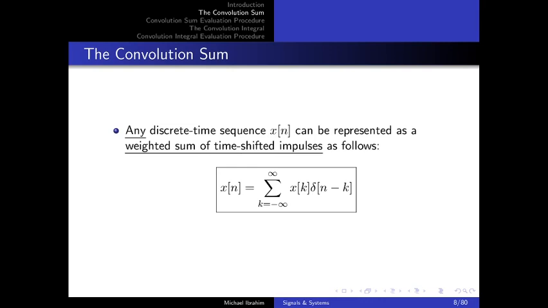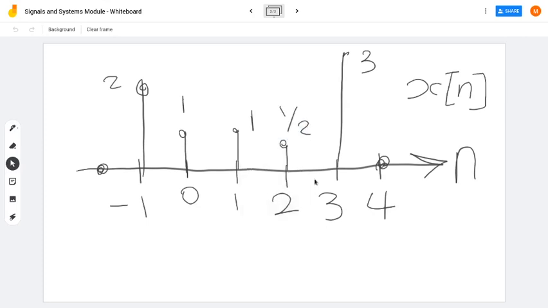So the equation here is saying that x of n, a discrete time signal, can be represented as a summation of delta of n minus k, which are shifted impulses in the time domain, weighted with a constant x of k. We have seen this in previous lectures, but in order to repeat it, let's go back to our whiteboard over here. So imagine we have this function x of n, and this x of n has a sample of value 2 at instant minus 1, and 1 at 0, and 1 at 1, and half at 2, and so on.